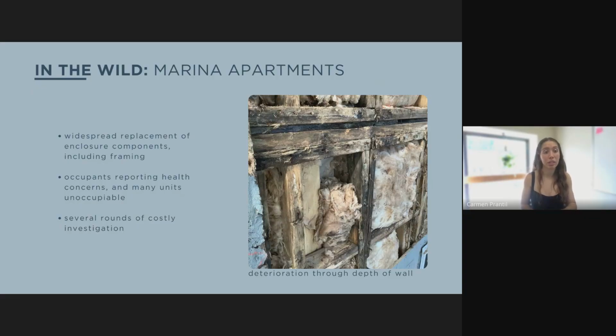So we had widespread replacement of the enclosure components, including the wood framing. We also had several rounds of costly investigation just to pinpoint these issues. And during all of this time, the occupants were reporting health concerns and moving out. And so that rent on those units was not collectible because they were vacant.